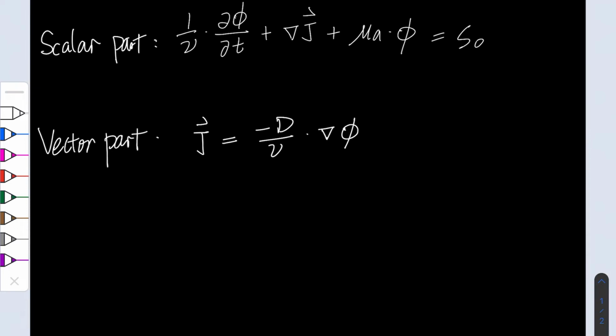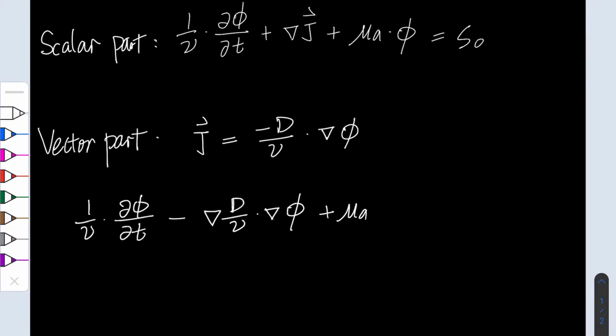Now we have derived the scalar part of the transport equation and also the vector part of our transport equation. So next we can insert the vector part into the scalar part of the transport equation. So that will be 1 over v times the derivative of phi over t, minus the gradient of D over v times the gradient of phi, plus mu a times phi equals S0.